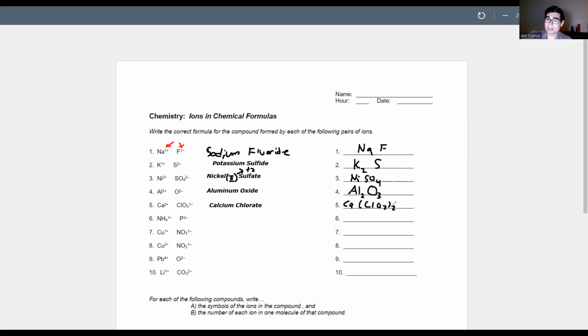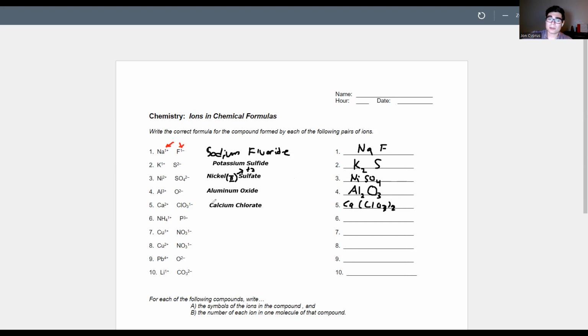So I put this in parentheses, and then this 2 applies to everything over here. I can't just do Cl2O6, that changes the composition. So we do it like this. Parentheses ClO3 and parentheses 2. I have 2 of these whole things together in one calcium chlorate.